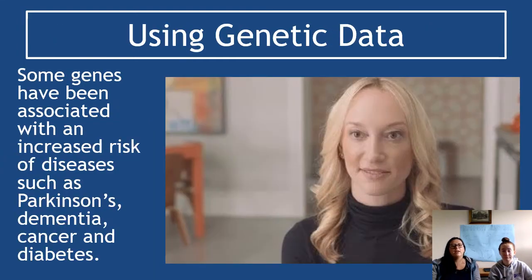Okay. So, using genetic data. Yep, using genetic data. Some genes have obviously been associated with an increased risk of different diseases, such as Parkinson's, dementia, cancer, and diabetes. There are lots and lots of other ones, but these tend to be the ones that we discuss the most, and actually that's throughout the whole course, not just this.